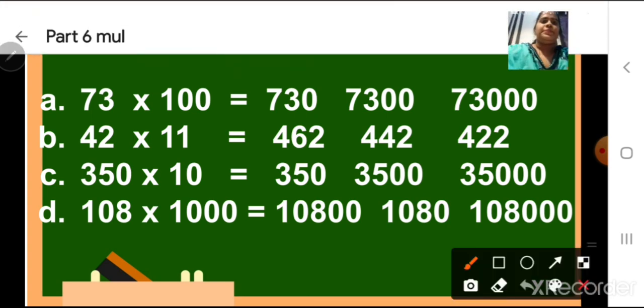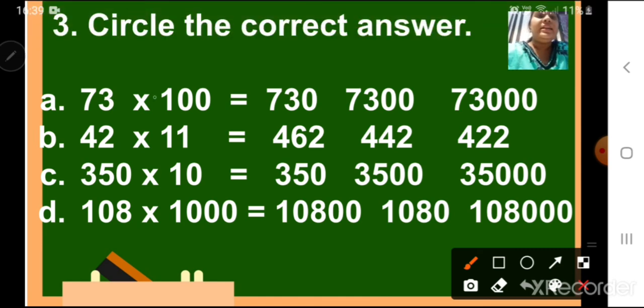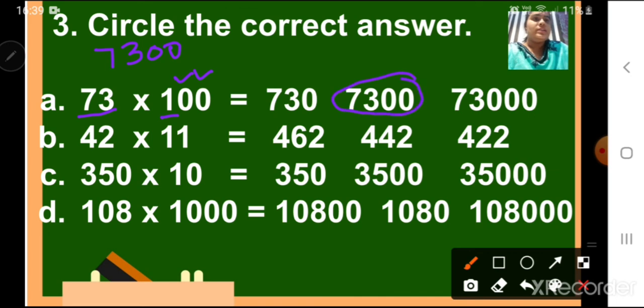Solve it. First one, 73 multiplied by 100 is equal to. Okay. Now here you can see it is multiplication by 100. Correct. So 73 ones are 73, correct, and there are two zeros, so at the end there will be two zeros. So our answer should be 7300. Where is 7300? Here it is. So you can circle this answer, 7300.